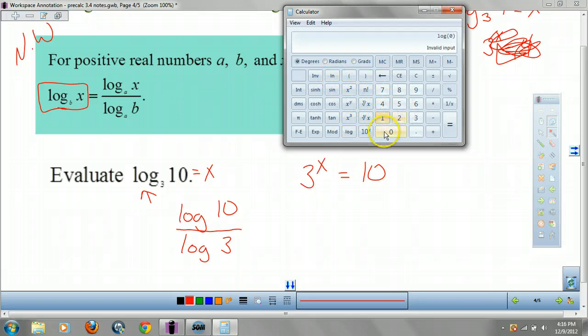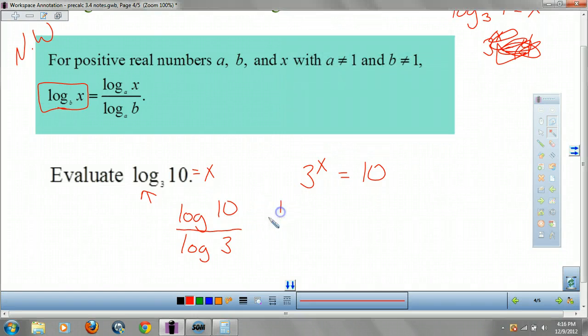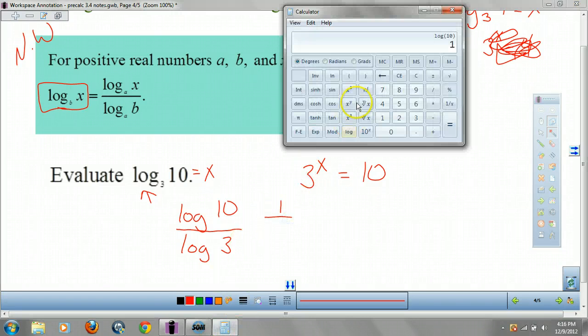Okay, so I go 10. I go clear. I go 10. Log of that. Oh yeah, it's 1. 1 over. In your calculators, you guys can do this quicker. 3, log of that.